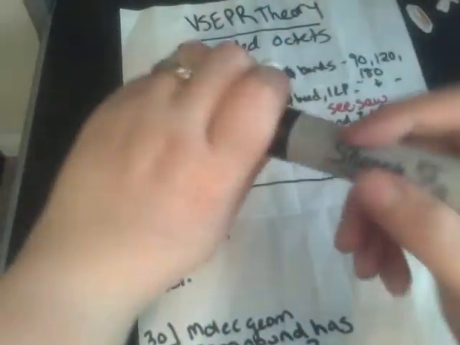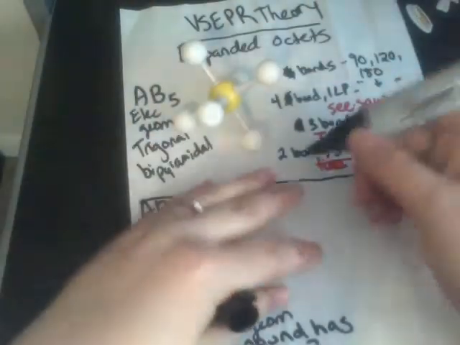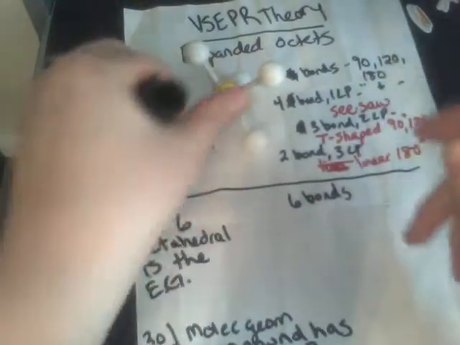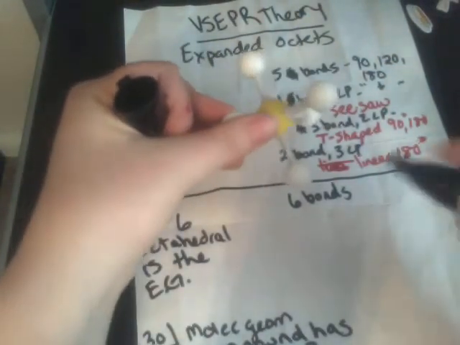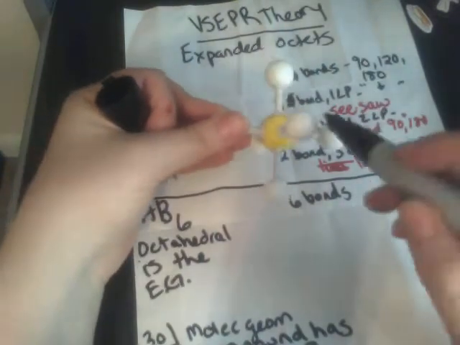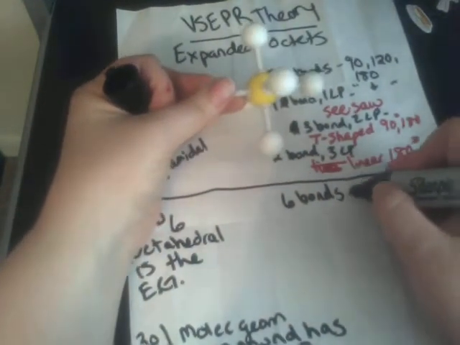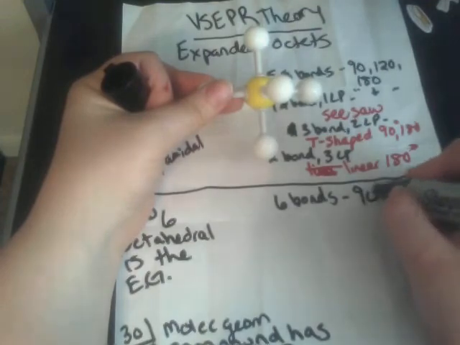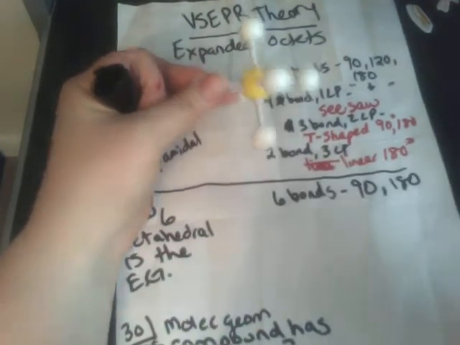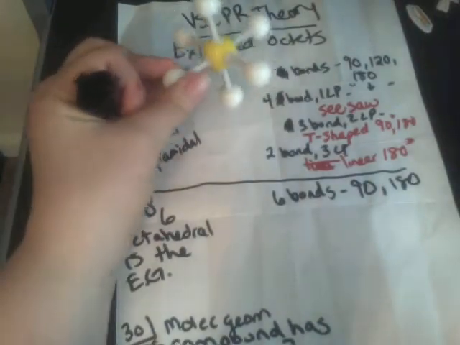So if we had 6 bonds, so they were all bonds, what bond angles are we seeing here? I'm seeing 90, and I'm seeing technically 180, right? So if on your exam you just said 90, I would count it correct. But you could also say there's 180s there, just to be thorough.